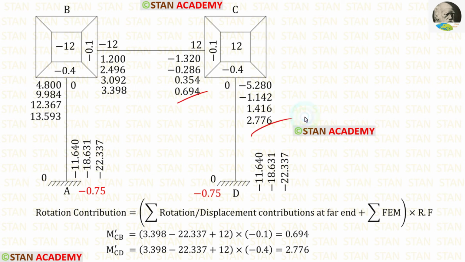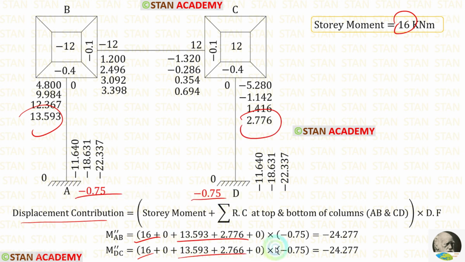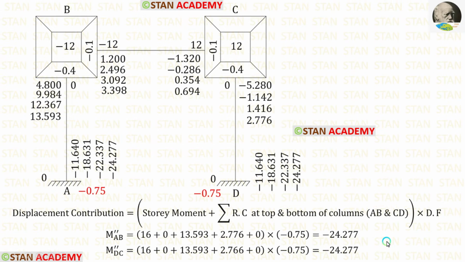Let us enter them. Now let us find the displacement contributions. For that, with the story movement, we have to add these two values and then multiply with the displacement factors. After the calculation, we are getting m double dash AB and m double dash DC. Let us enter them. We have finished the fourth iteration. Let us start the fifth iteration.